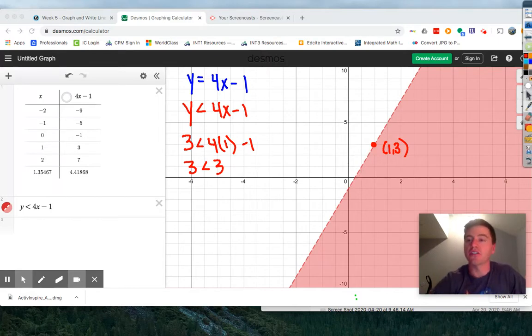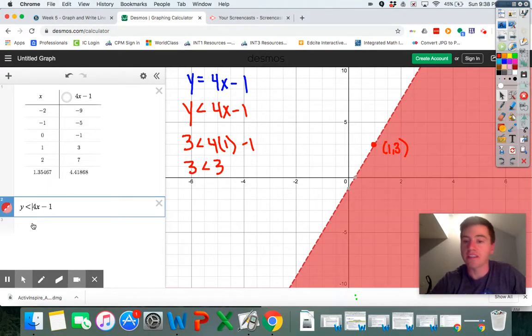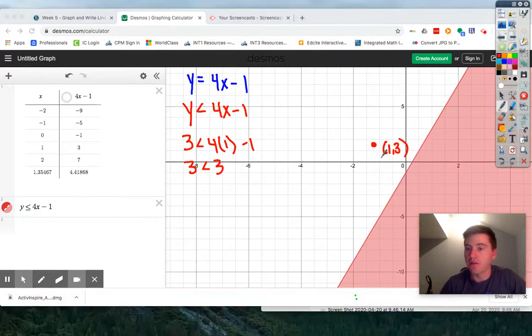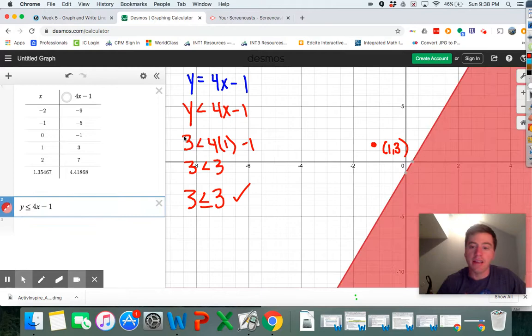Well, what if I were to change this to a less than or equal to, what do you think will happen? Boom, solid line, right? Because now we're allowed to be equal to. Is 3 less than or equal to 3? Yes, because it is equal. It's not less than, but it is equal. So it's allowed. So solid line again, right? But if I take that away, if I make it a strict inequality and say it has to be less than, we're not allowed to have that on the line there.